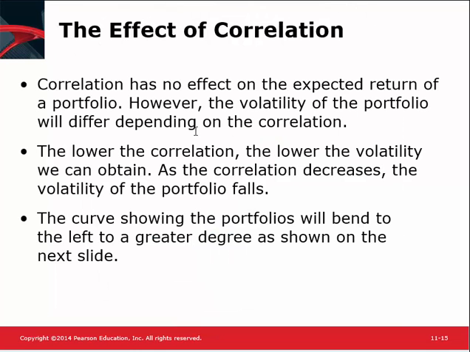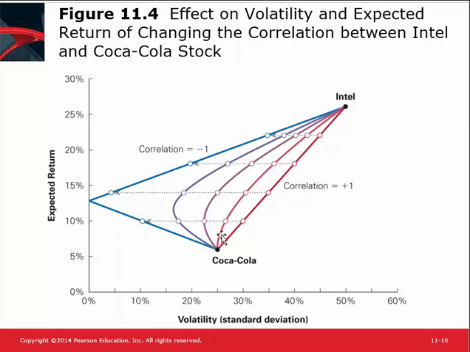So correlation has no effect on return. It does affect volatility, though. The lower the correlation, the lower the volatility we can get to. And of course, this curve shows that portfolios in general are going to bend dependent on the degree of correlation. If the correlation between Coke and Intel were +1, we would have this straight line. But if correlation is less than 1, it's going to start to bend.